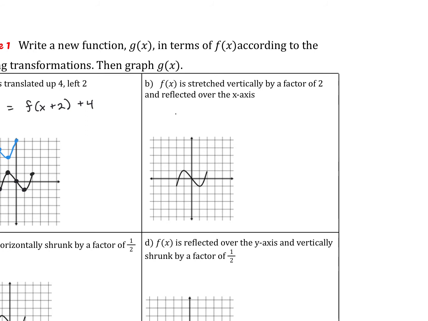So our new function, g of x, we're going to take the original function. Since it's a vertical stretch by 2, we're going to multiply our function by 2. And since it's a vertical reflection over the x-axis, we multiply the outside by negative. So we can do the same thing to our coordinates to help us graph our new one.